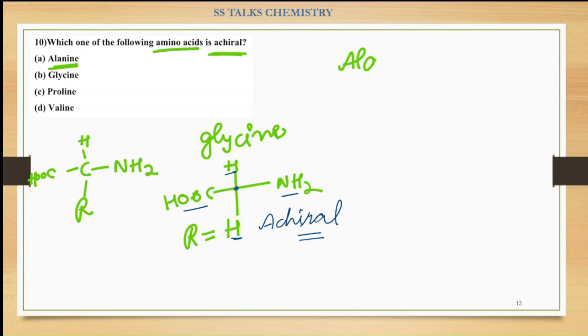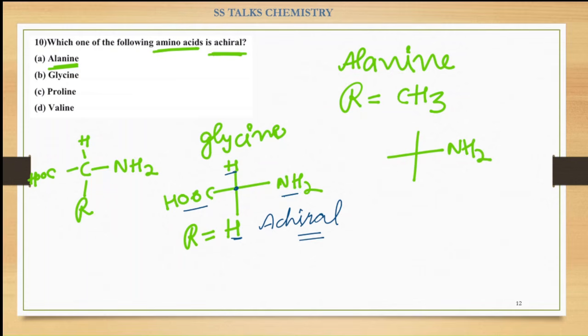Next is alanine. In the case of alanine, your R group is a methyl substituent. So basically in the natural appearance that you see, COOH will be here, this NH2 group will be here, here will be the R group, and here you will be seeing the methyl. So the presence of this methyl group is making this alanine molecule. In this particular molecule you can see there is a chiral center, because 4 different substituents are attached to it. So this is chiral in nature.